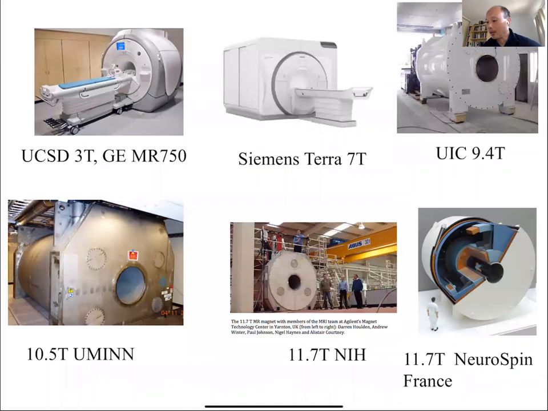This is a picture of the magnet we have, for example, at our center. So it's a 3T. This is sort of the standard for very high-end clinical magnets right now. For research, there are now 7T magnets that are FDA cleared. And the highest field magnet that I think is working is this 10.5 Tesla magnet at the University of Minnesota. There are higher field magnets, but from last I heard, they're not quite yet working very well.